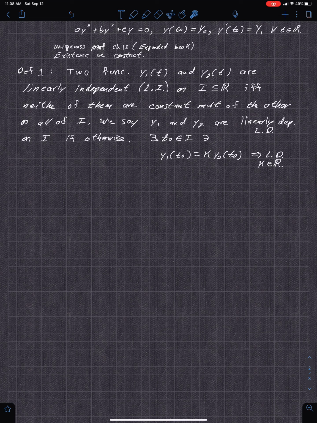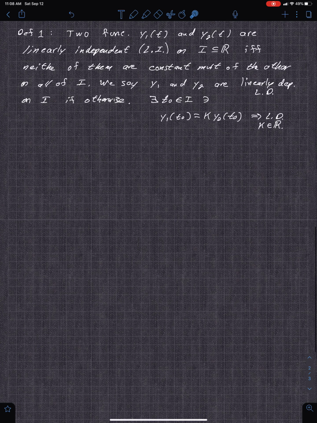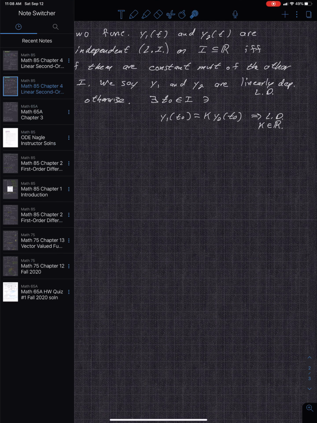Okay, now let's go on to theorem 2. Let's see if I can fit it in there. All right, so let's go ahead and I'll just copy that theorem over.